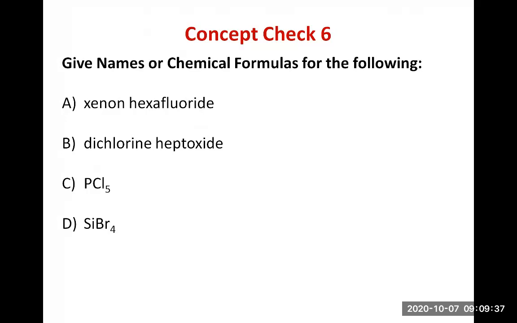Xenon is a noble gas, atomic number 54 in group 8A. Its symbol is Xe. There is only one because there is no prefix in front, so Xe. Hexafluoride. Hexa is 6, and there's 6 fluoride. Fluoride is capital F, so it's going to be XeF6, xenon hexafluoride.